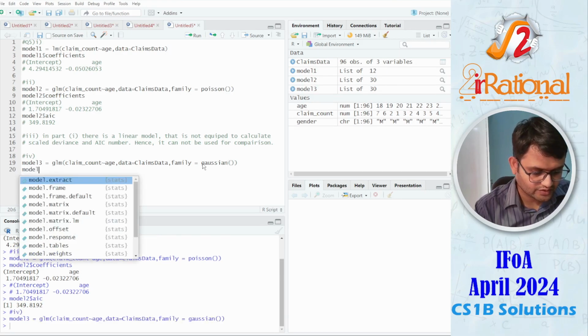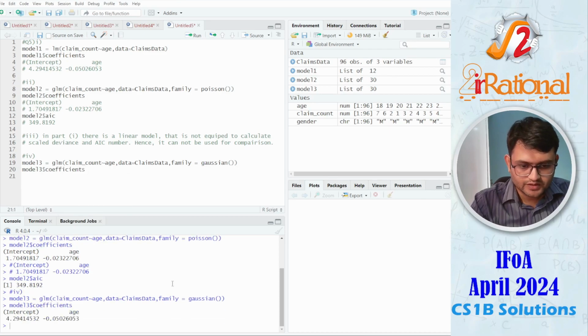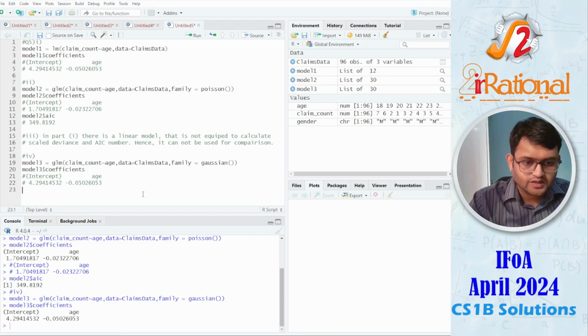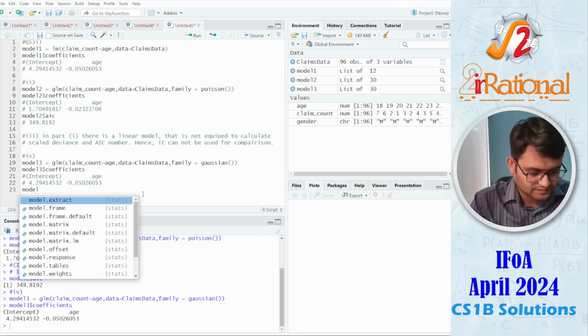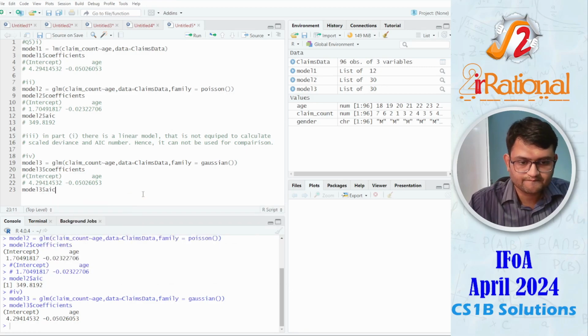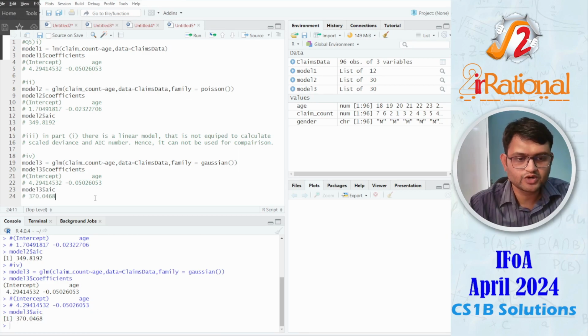Then we want the coefficients. This will tell you whether we are correct or not. The intercept and the slope parameter must be exactly the same as this, and you can see they are exactly the same. And we want AIC. Clearly it has a higher AIC than Poisson, so Poisson seems to be a better model.